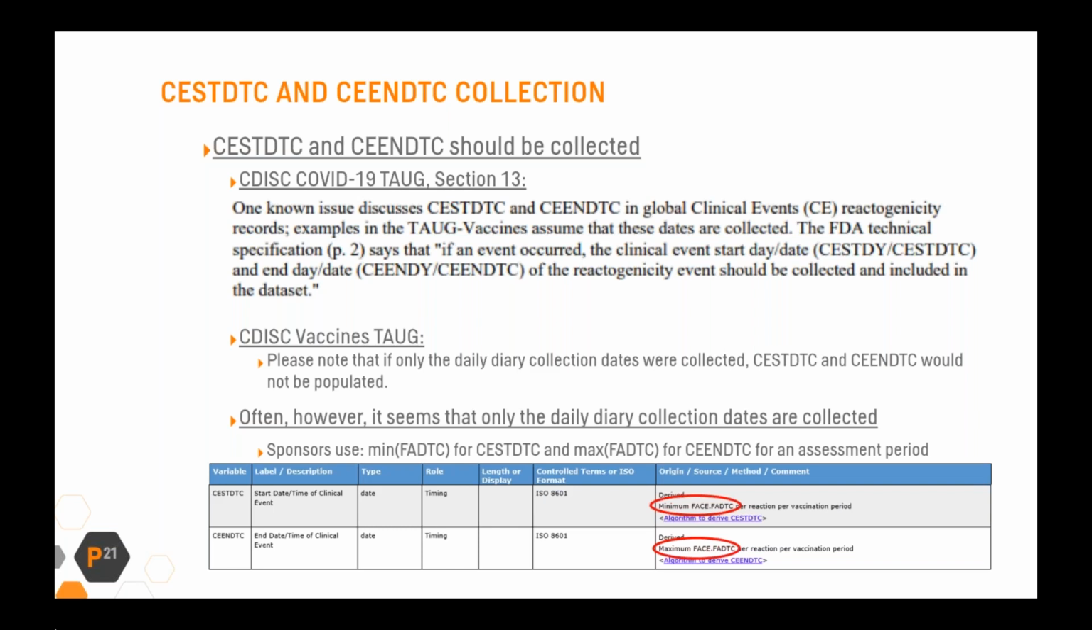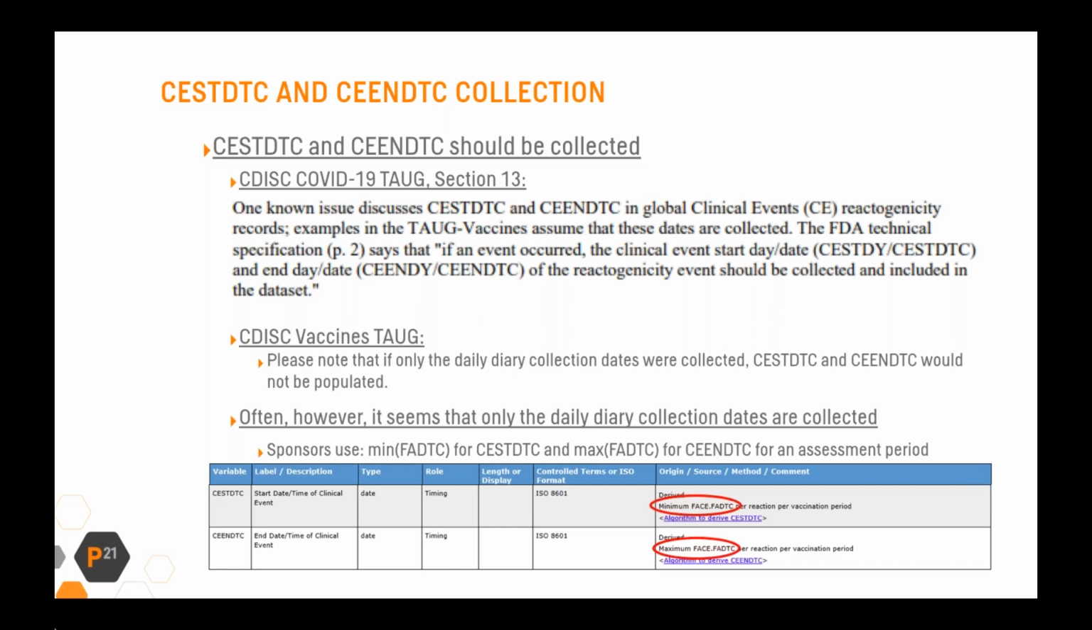Okay, the next consideration for mapping this reactogenicity data is the topic of CE start date and CE end date. The COVID-19 TAUG lists a passage from the FDA's TCG saying that if an event occurred, you should also collect the start and end date, and that's what gets mapped as your CE start date and CE end date. The CDISC vaccines TAUG also goes into how if only daily diary collection dates were collected, then you would leave CE start date and CE end date blank.